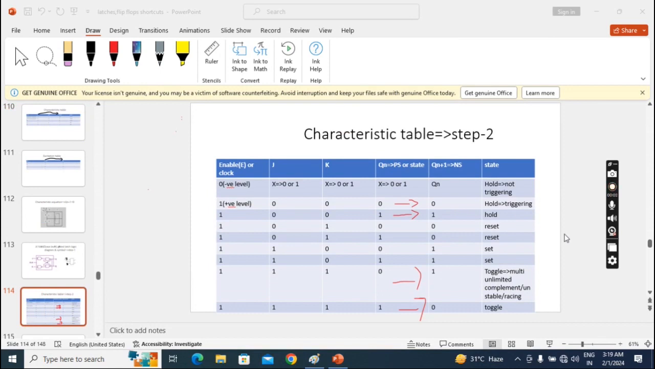In this lecture, we will see the drawback of JK flip-flop. In a JK flip-flop, when the clock is asserted and J equals K equals 1, the output changes continuously, complementing multiple times. This is called racing. This is the drawback. To overcome it, we implemented master slave JK.